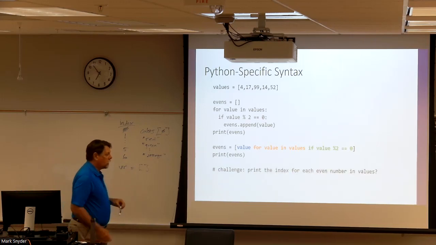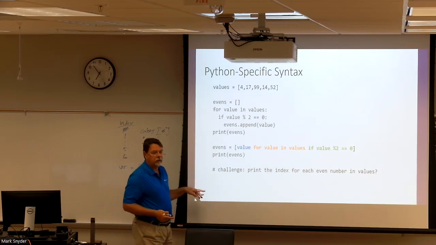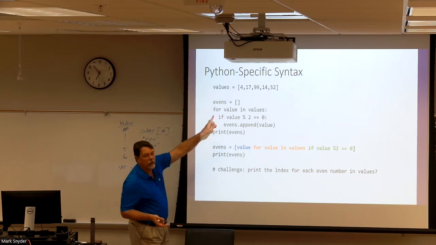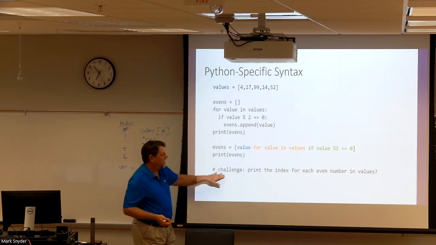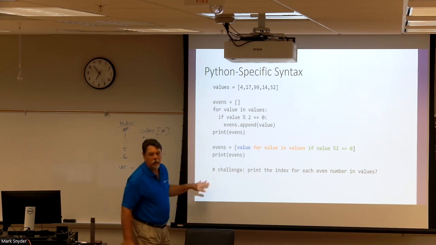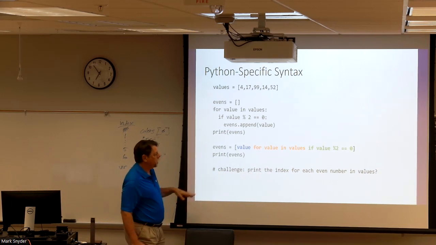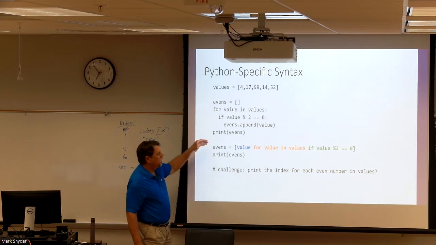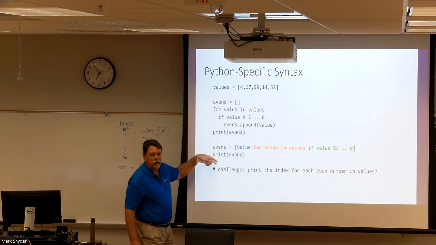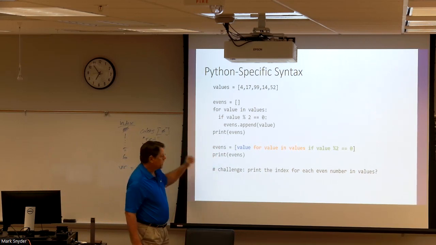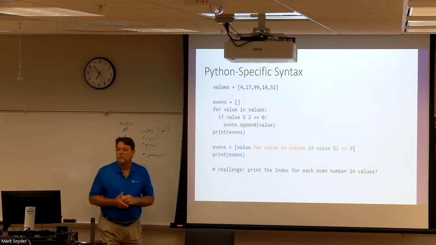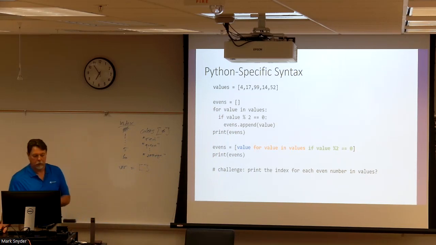Here's a challenge I'll give you if you like playing with stuff like this. Instead of printing the actual values, the 4, the 14, and the 52, give me the indexes for each of those. See if you can come up with a way to do that in Python. That will be a good challenge. And if you're able to do this, it will show you understand the syntax and can manipulate it well. So instead, I would want 0, 4, and 5 as my output. I'll leave that as an exercise for the reader.